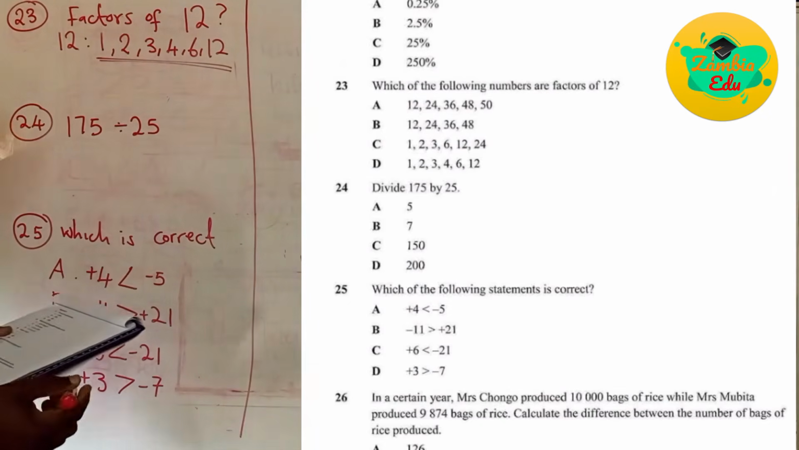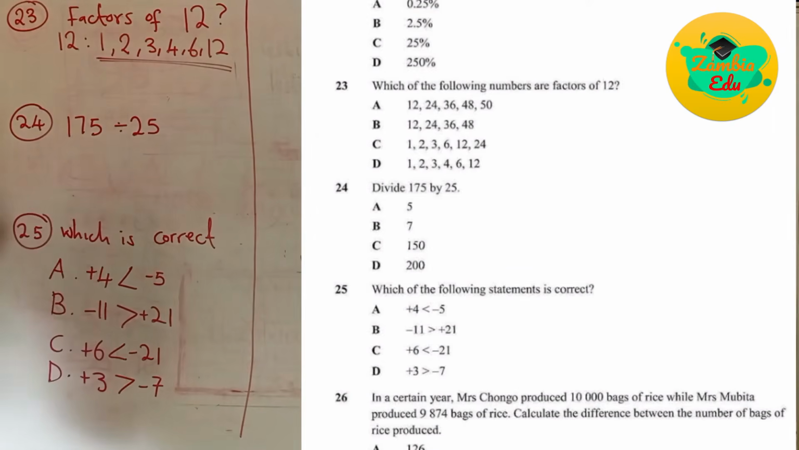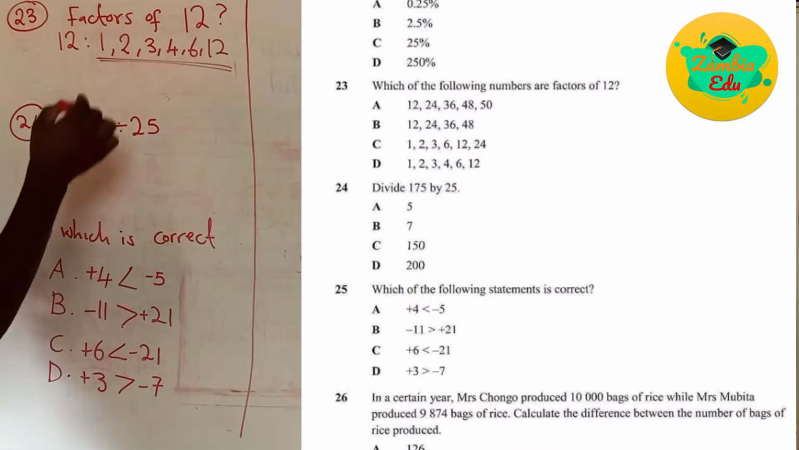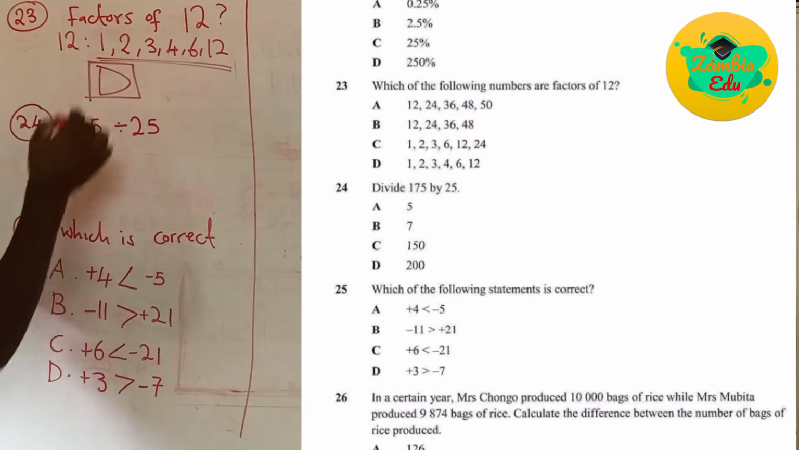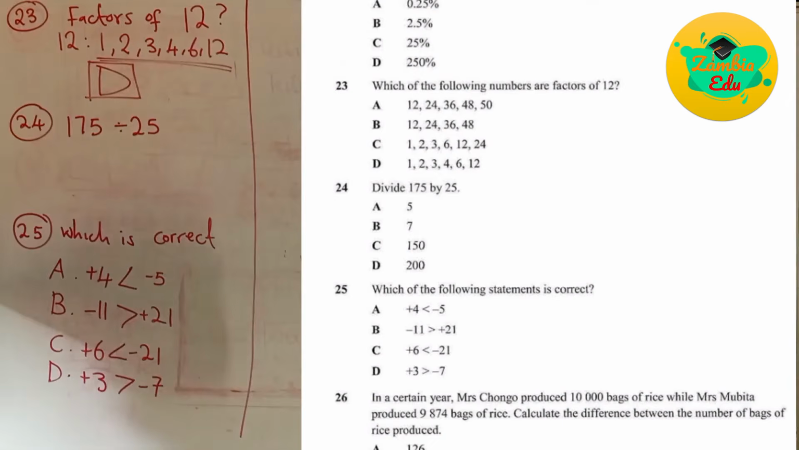If we look at our multiple choice, option A has 12, 24, 36, 48, 50. We're rushing quickly, so we'll just say D was our answer, which had 1, 2, 3, 4, 6, and 12 itself. So our answer for 23 was D. Alright, we go to question 24.